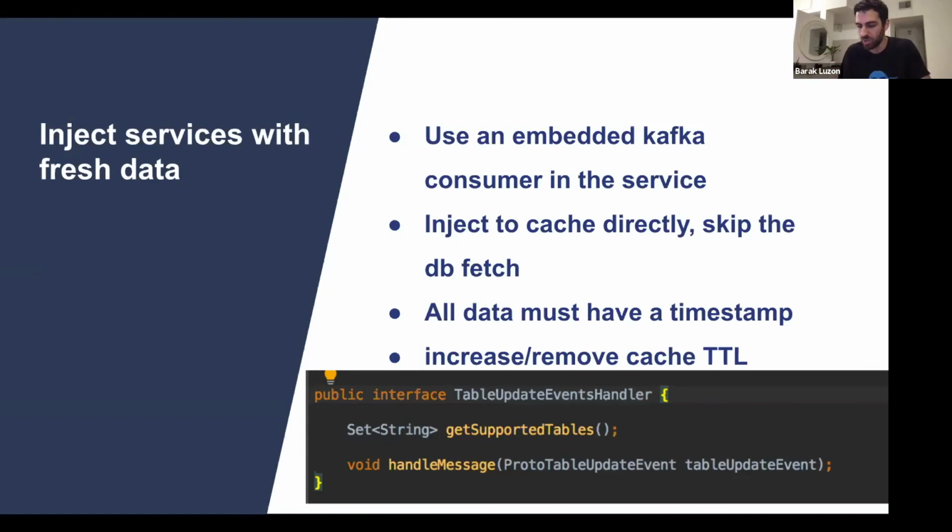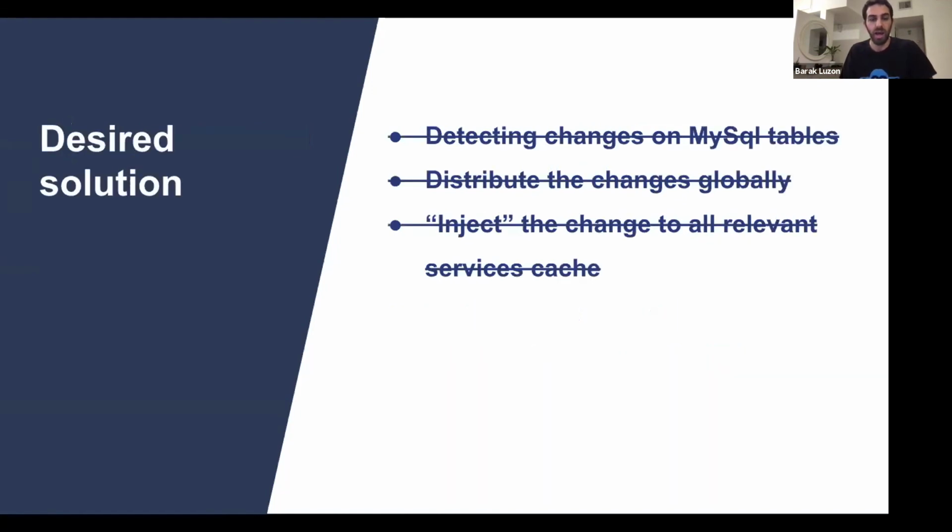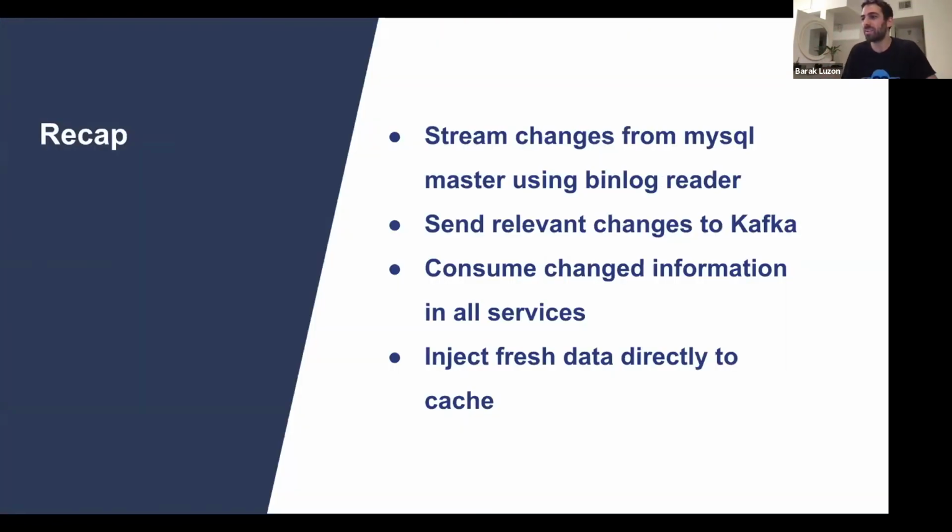And I'll show you on the graphs later how much it does improve. And just to prove that it's really easy on our system to integrate it, all you have to do is create a Spring Bean that will inherit that interface, declare what tables you want to support, and handle that proto message. So, well, it wasn't a really simple solution, but it was a very straightforward one. So great success. Everything was very successful. And if you have any questions, that'll be a good time.